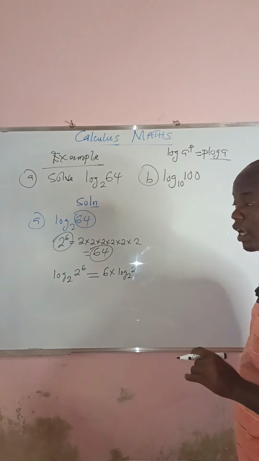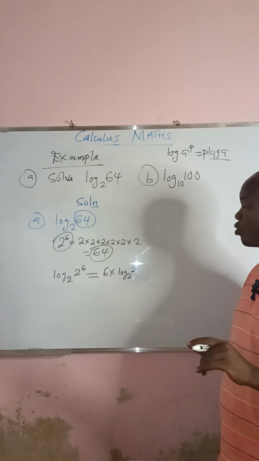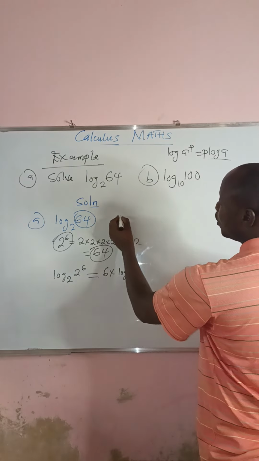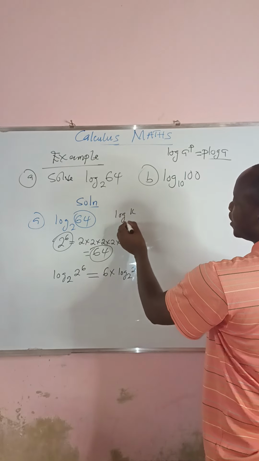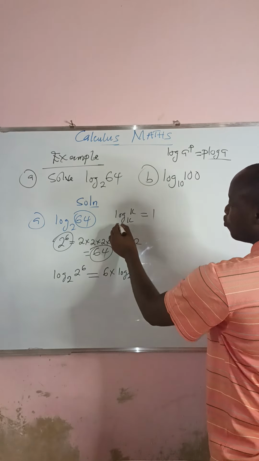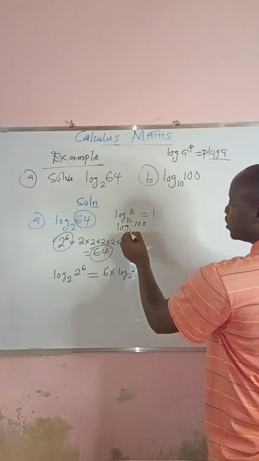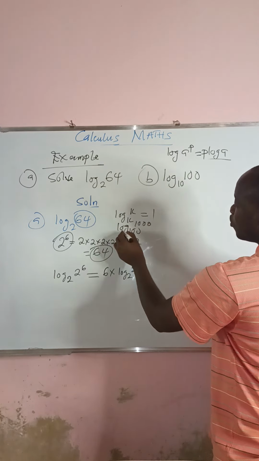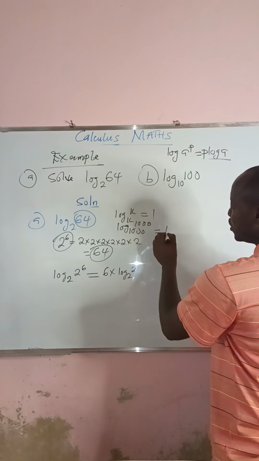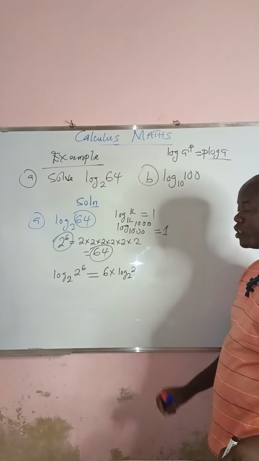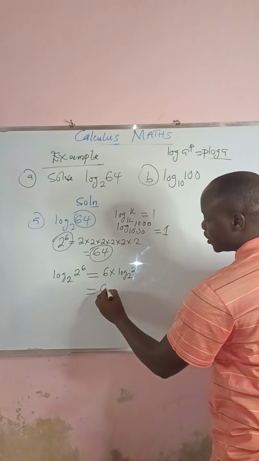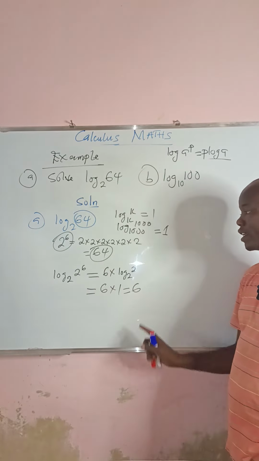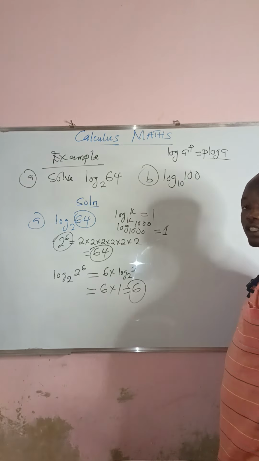And according to the other law of indices, any log equal to its base is 1. For example, log k base k is the same thing as 1. When we have log 1000 base 1000, that is the same thing as 1. So any log equal to its base is 1. Therefore, 6 times log 2 base 2 is 6 times 1, which is 6. So the answer to this is 6.